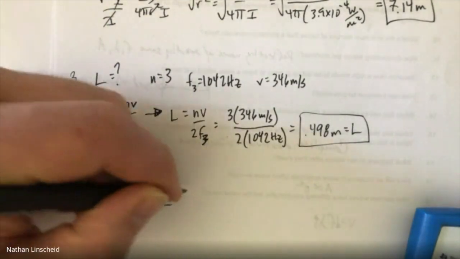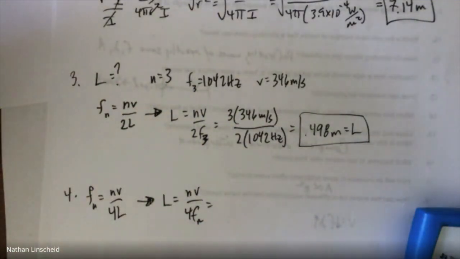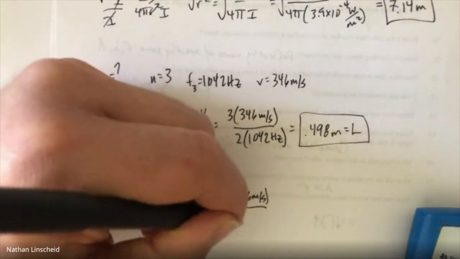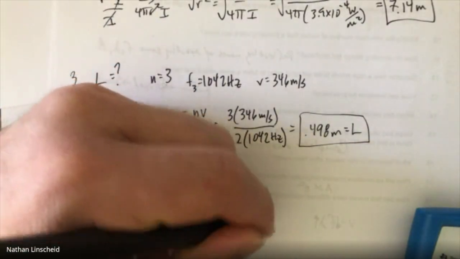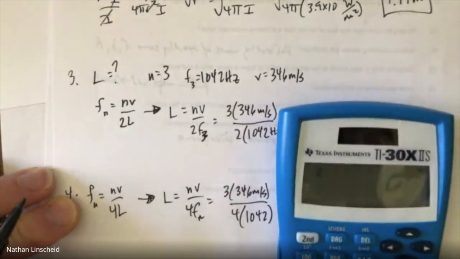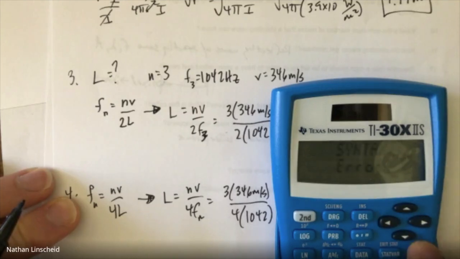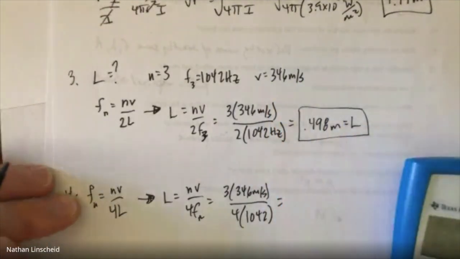So that's going to be L equals NV over 4Fn, and that's going to be 3 times 346 over 4 times the third harmonic, which is 1042. And so 3 times 346 divided by 4, divided by 1042, and that's 0.249.